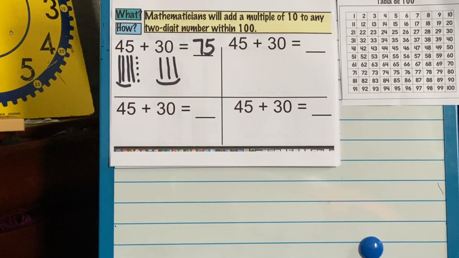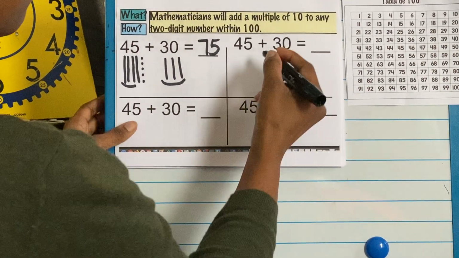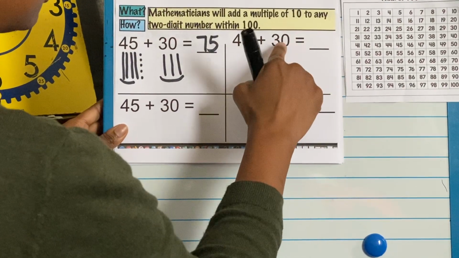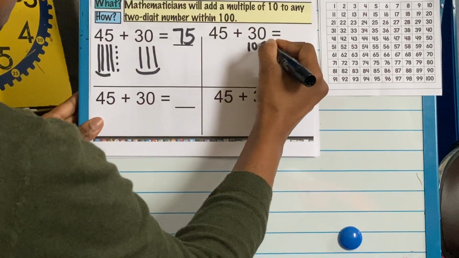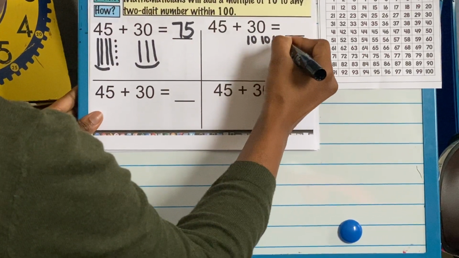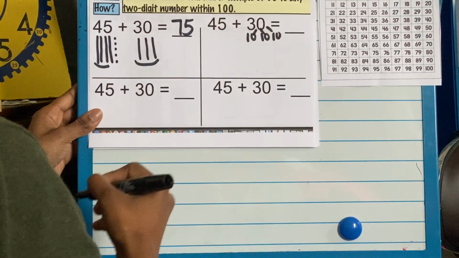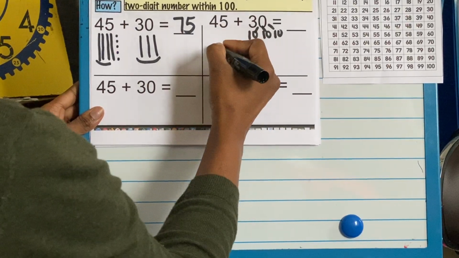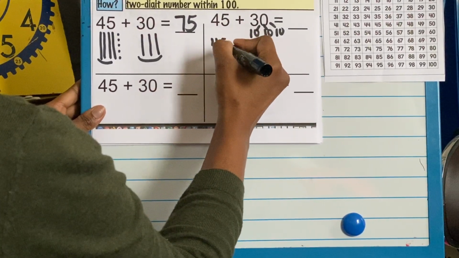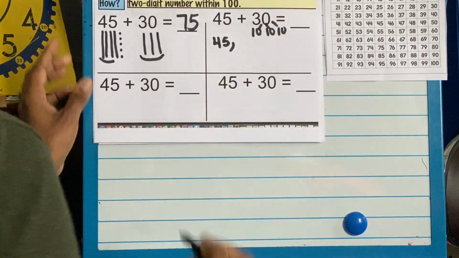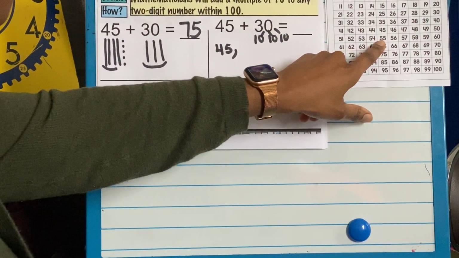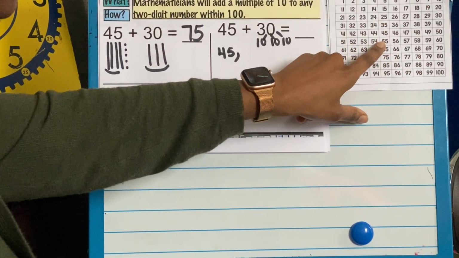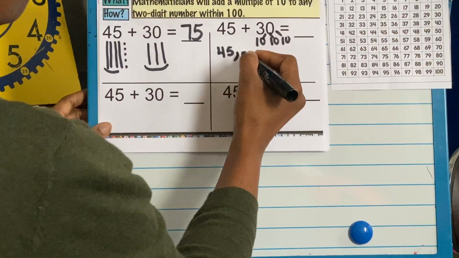Another way that we can add it is by simply looking at the number of tens. So we know that 30 equals 3 tens. 10, 10, 10. So by counting by tens, we can say 45. What's the next 10? 45 plus 10. Remember, you can always use a number grid if you're confused. 45 plus 10 gives us what? 55.